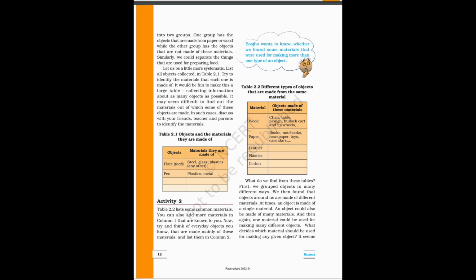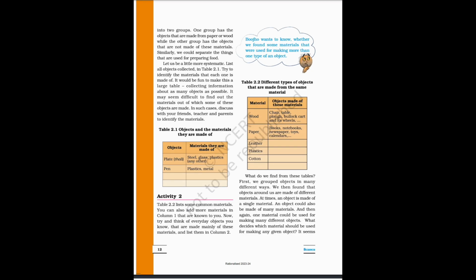Activity 2. Table 2.2 lists some common materials. You can also add more materials in column 1 that are known to you. Now, try and think of everyday objects you know that are made mainly of these materials and list them in column 2.